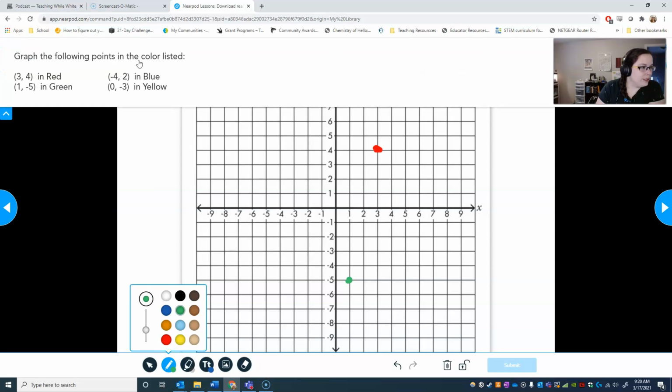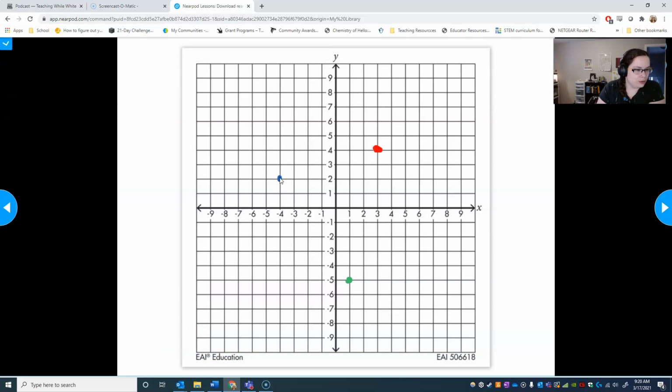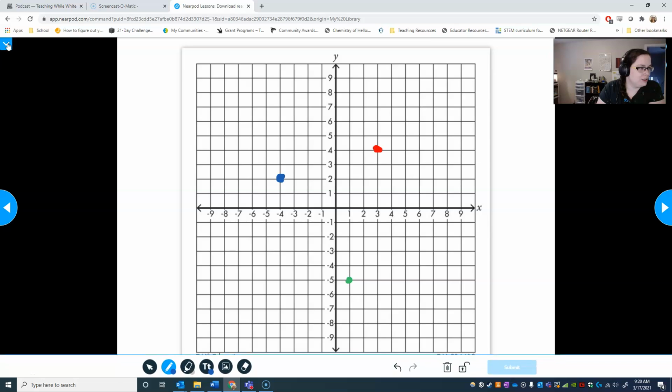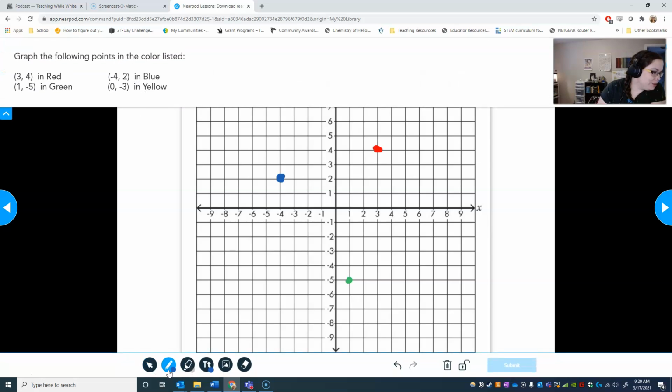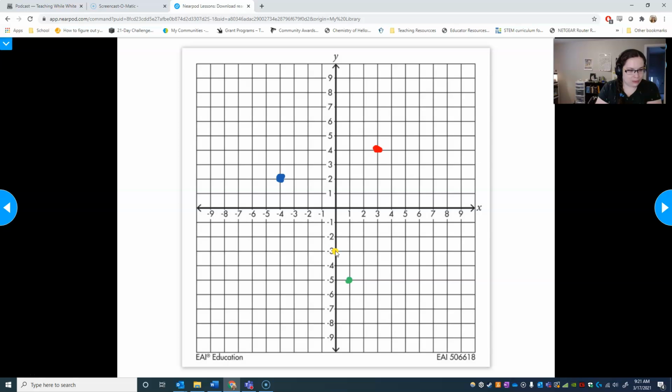The third point, oh, I'm doing yellow. I have yellow already. So, oh no. Okay. So our third point is -4, 2. So I'm going to go over 1, 2, 3, 4 to the left, -4, and then up 2. So that would make it right there. And then the last point is 0, -3 in yellow. So 0 means you stay at the center, and -3 means you go down. So right here.